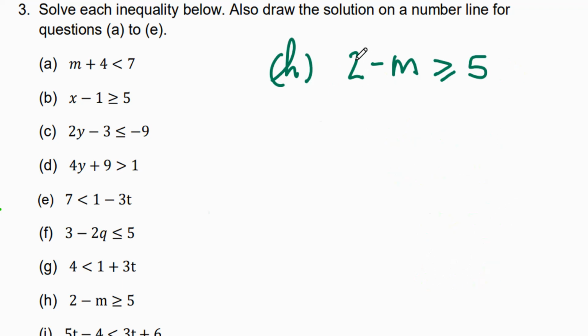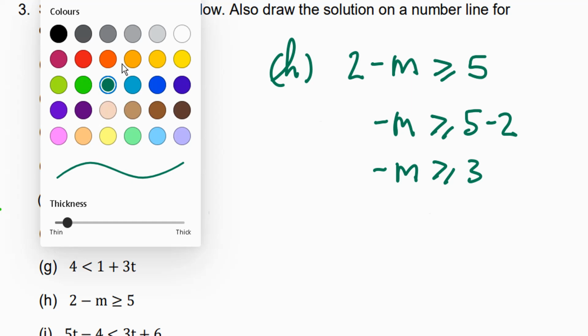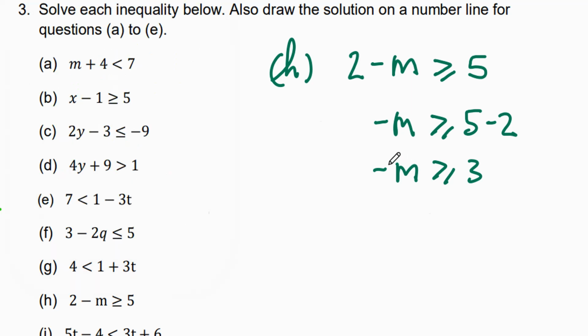We first get rid of the 2 on the left-hand side by moving it to the right-hand side. And of course, it becomes negative 2. Now we want to get rid of the minus here. Now, just remember that negative m actually means negative 1 times m. So we can get rid of this negative on the left-hand side by dividing negative 1 into the right-hand side.